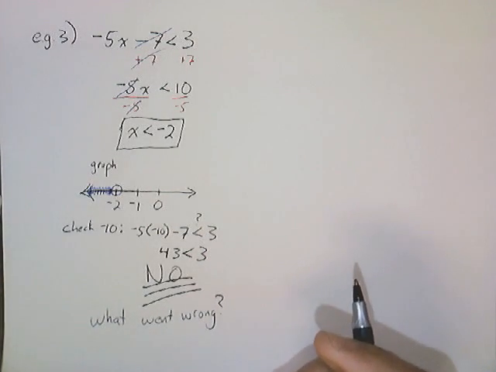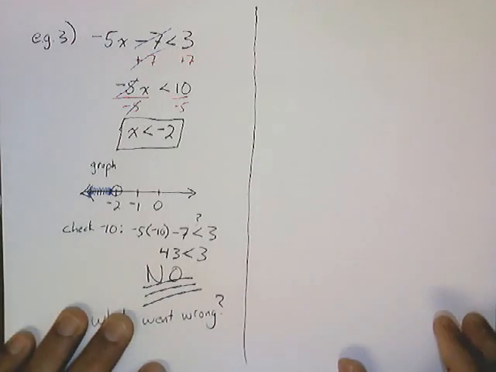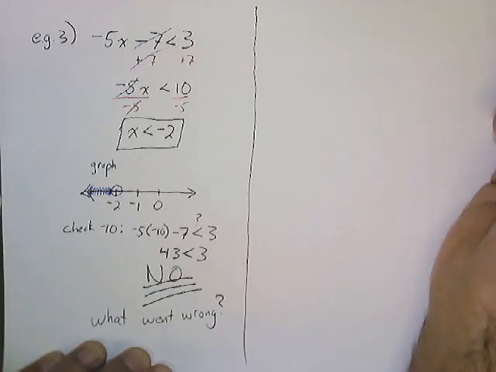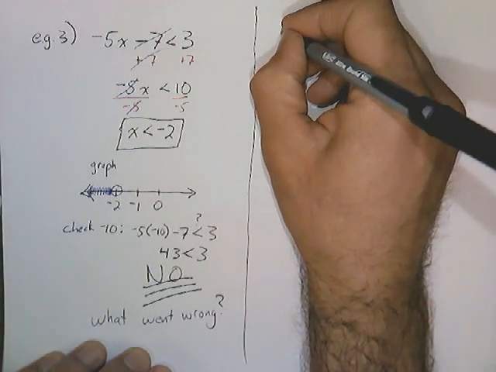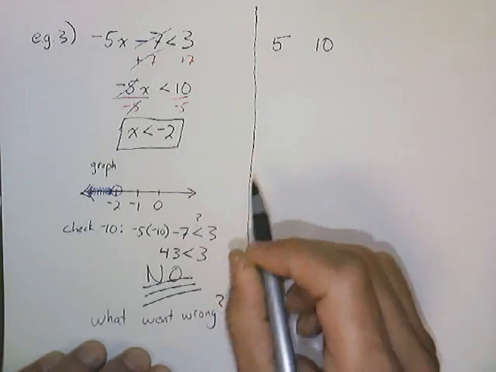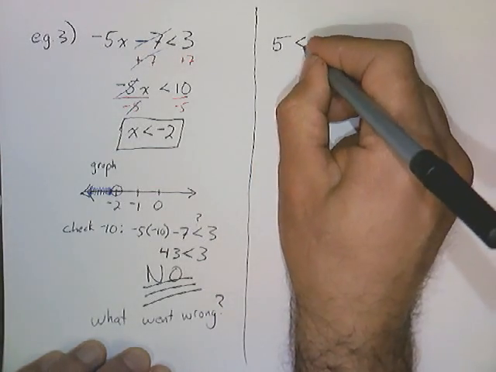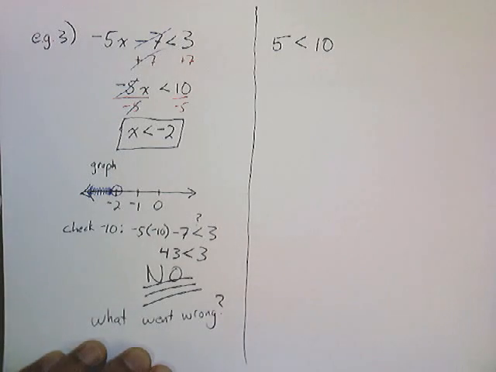Well, it's actually a pretty simple thing to see. Show with a really simple example here. Just pick two numbers, I don't know, 5 and 10. 5 is most definitely to the left of 10 on the number line. All right.